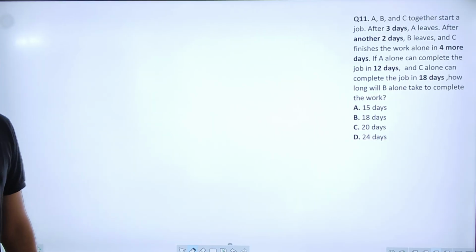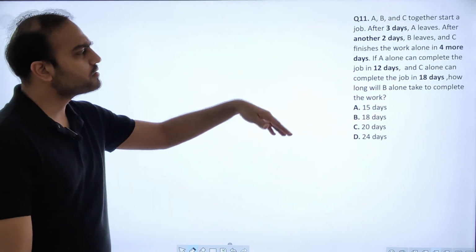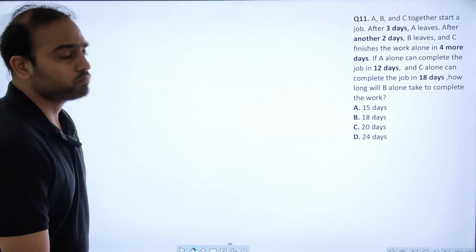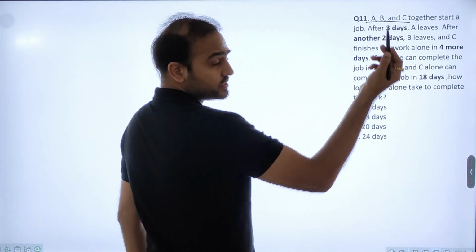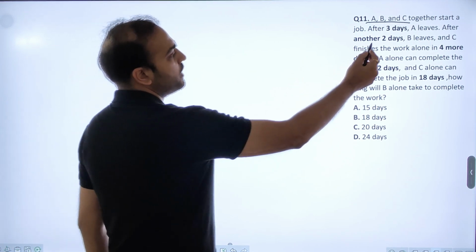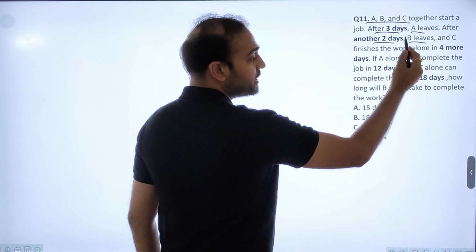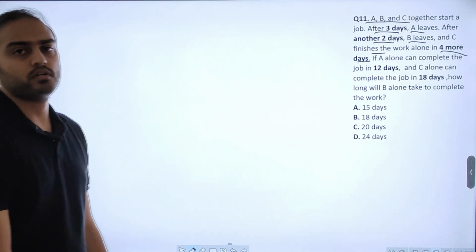Again, a different question type, sort of similar to the previous one. Multiple people are leaving the work now. Okay, so let's look at it. A, B, C start the job together. After 3 days, A leaves. After another 2 days, B leaves. C has to finish the work alone.